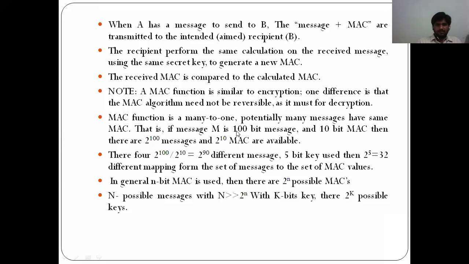So the MAC function is many to one. Potentially many messages have the same MAC. If a message M is 100 bits and the MAC is 10 bits, then there are 2^100 messages and 2^10 MACs. Therefore, 2^100 divided by 2^10 is 2^90 different messages per MAC. If a 5-bit key is used, then 2^5 equals 32 different mappings from this set of messages to this set of MAC values.